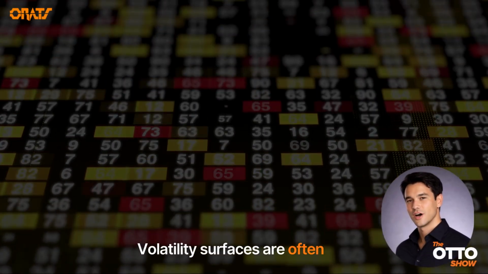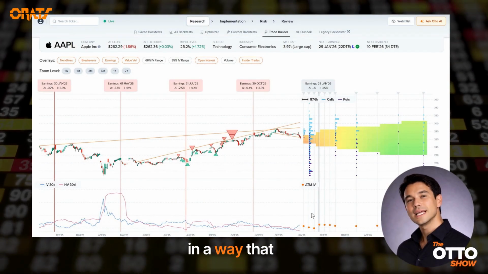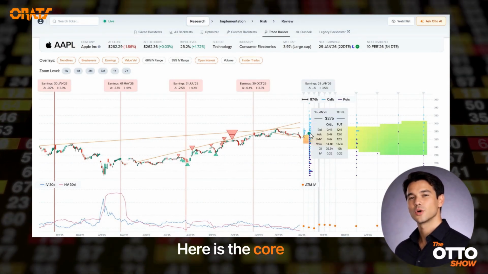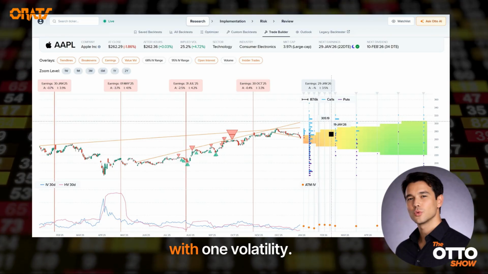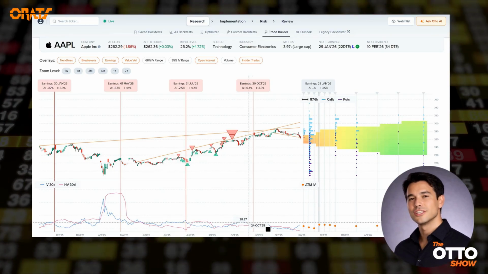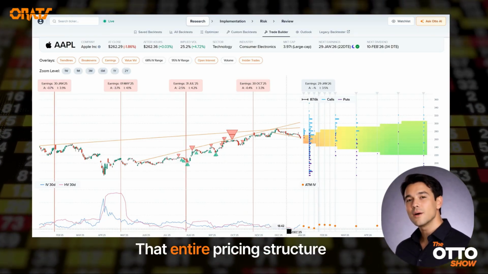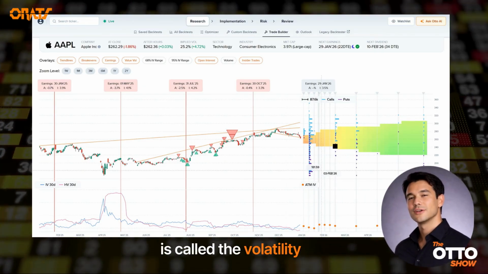Volatility surfaces are often discussed but rarely explained in a way that is actually useful. Here's the core idea. Options are not priced with one volatility. They are priced across time and across strike. That entire pricing structure is called the volatility surface.